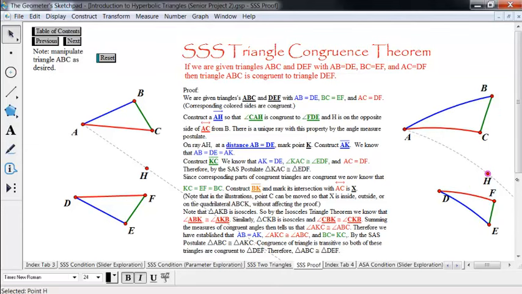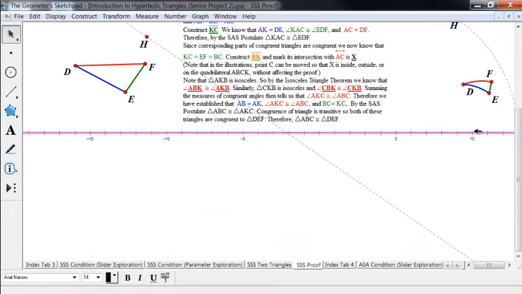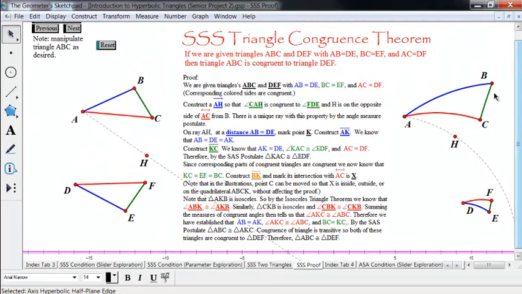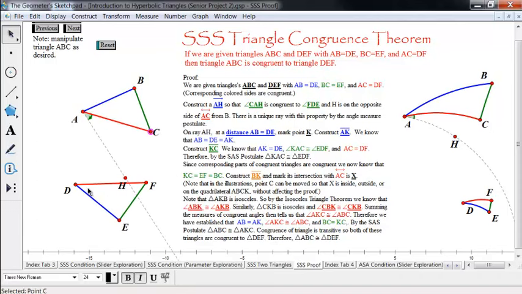Okay. Where's the edge? Here's the edge of the half plane. All right, so here it is on the right, hyperbolic, and on the left, Euclidean. And so how are we going to make it? We're going to make it so that that angle right there is congruent to this angle down here at D.